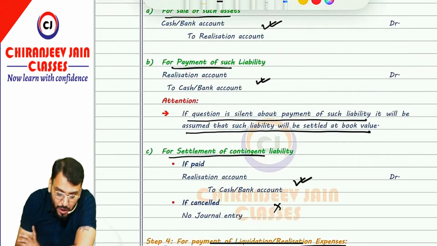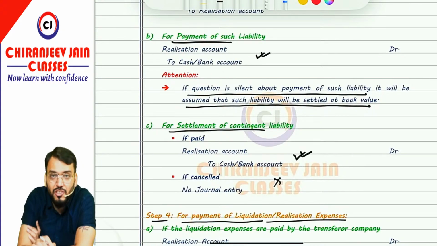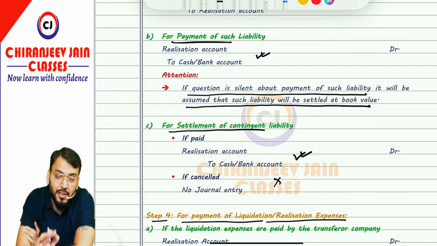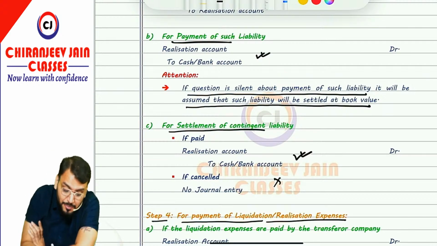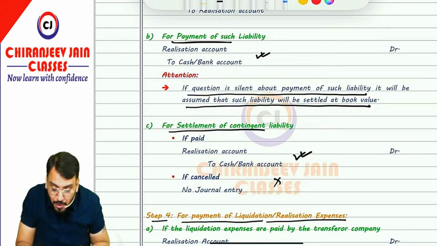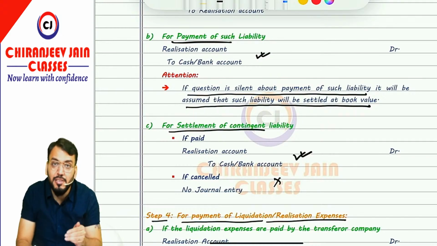But there may be some contingent liability. If paid, then journal entry is realization account debit to cash or bank. If not paid, means cancelled, then no journal entry. However, if the question is silent about liability, then we'll always assume that they are paid at book value. Liability means I am saying about recorded liability, not contingent liability, correct? So if the question is silent about payment of such liability, it will be assumed that the liability is settled at book value.